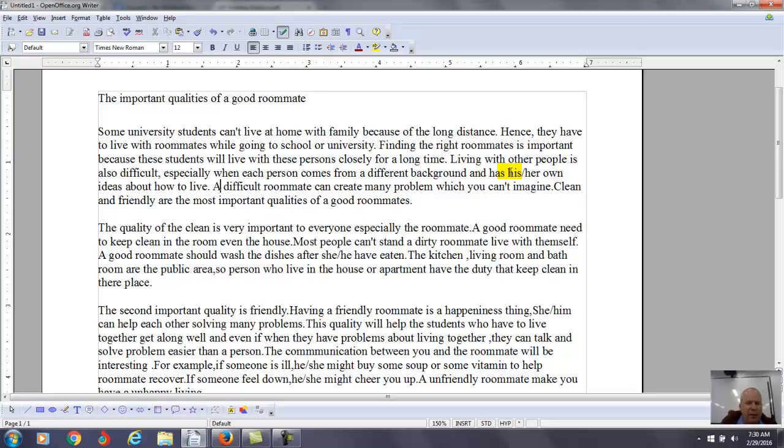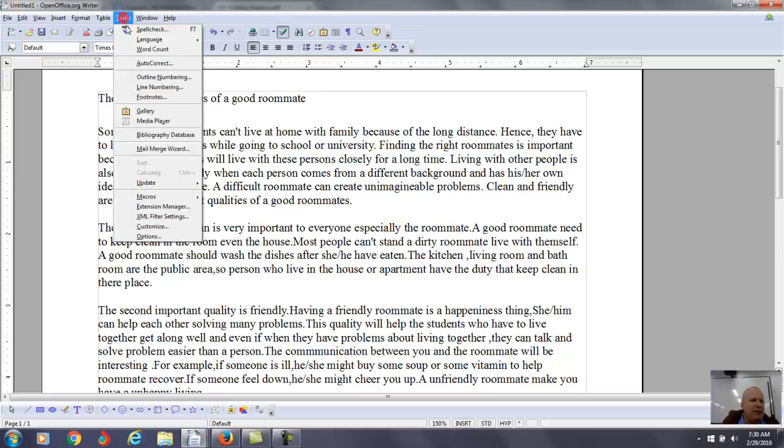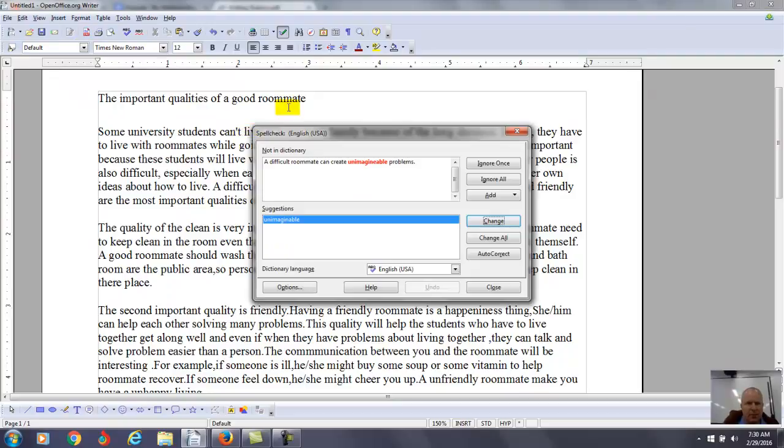A difficult roommate can create many problems. So, can create unimaginable problems. I'm saying that instead of saying which you can't imagine, and that's going to give you a little bit less wordy ideas here. Oh, here we go. I'm just spell checking that one.